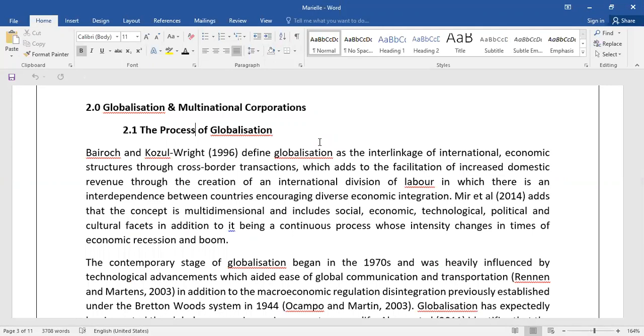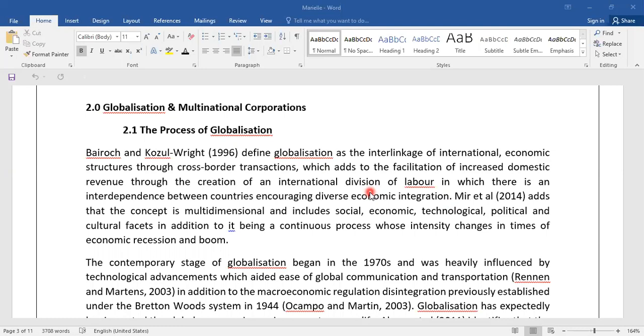So let's read and see if Marielle has what is required. These two authors define globalization as the interlinkage of international economic structures through cross-border transactions, which adds to the facilitation of increased domestic revenue through the creation of international division of labor, in which there's an interdependence between countries encouraging diverse economic integration. So this is the definition of globalization. This is fine.